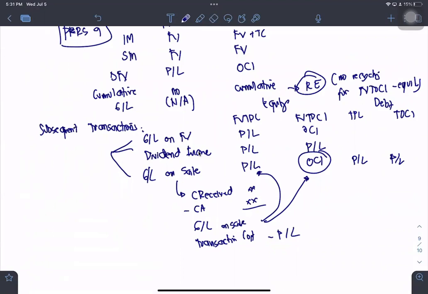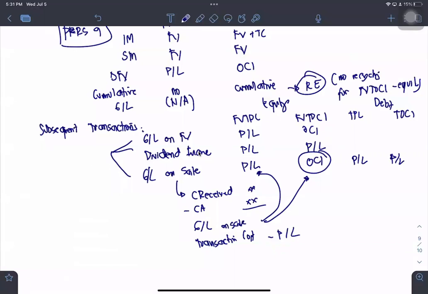And take note, the cumulative gain or loss in OCI will be transferred to retained earnings. There will be no recycling. So if you are asked how much will be transferred to retained earnings, these are your gain or loss on fair value and gain or loss on sale.